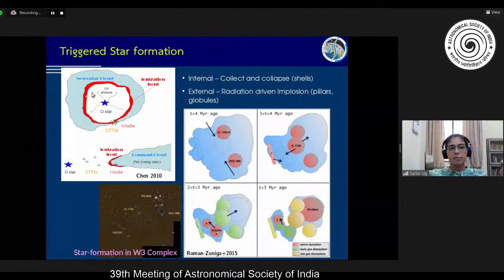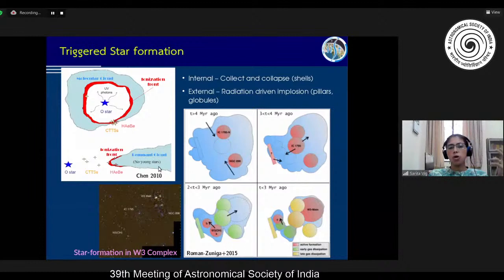So this briefly describes the triggered star formation scenario, where collect and collapse is internal to the molecular cloud, in the sense that the star gives off UV photons, and this leads to the compression of gas at the edges, and this compression can give rise to further star formation. On the other hand, in radiation-driven implosion, the star is from an external medium. That is, you already have a molecular cloud, and this region is already cleared, and the radiation pressure from the O star can trigger a collapse towards these kinds of pillar regions.